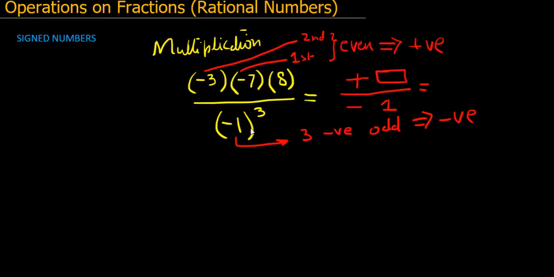So now we have 2 numbers. One has a positive sign, the other has a negative sign. So by rule number 2, when both have different signs, the resultant would be negative, and whatever is in the numerator will be your answer.